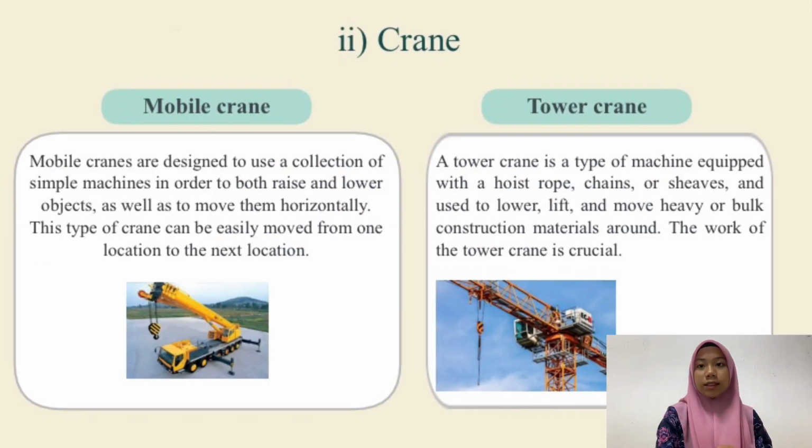4. Crane. Cranes are divided into 2, which are mobile crane and tower crane. Mobile cranes are designed to use a collection of simple machines in order to both raise and lower objects, as well as to move them horizontally. This type of crane can be easily moved from one location to another location.